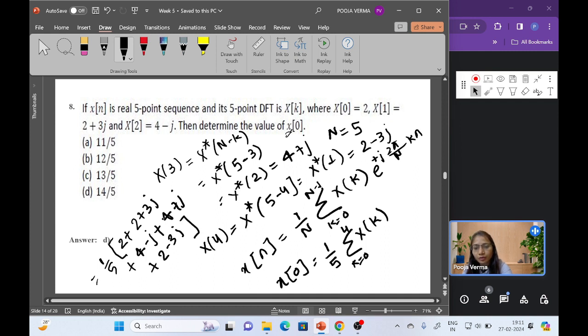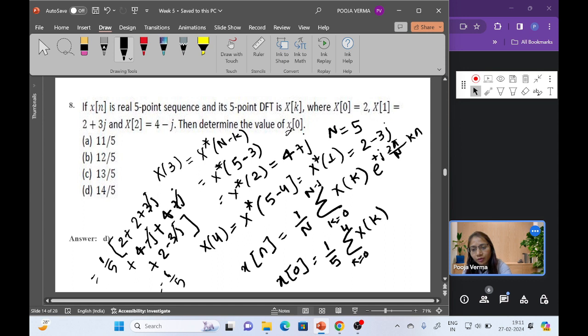Okay, so here we will check. Plus j and minus j will be cancelled, and minus 3j and 3j will also cancel. So 1 by 5, 2 plus 2 is 4, plus 4 is 8, 12, plus 2 is 14. That will be 14 by 5. So the correct answer will be D, that is 14 by 5. Okay.